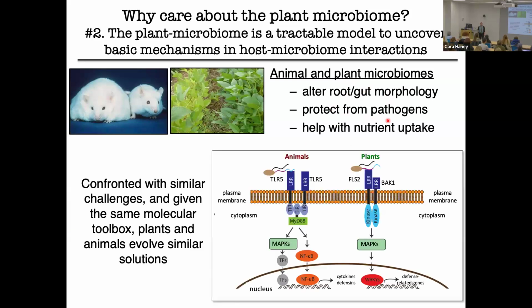On a molecular level, we know that plants and animals confronted with similar challenges evolve functionally similar solutions. A classic example of this is innate immunity. Confronted with the challenge of how to distinguish self from non-self, plants and animals have both evolved receptors that detect microbe-associated molecular patterns like bacterial flagellin, and signal through signaling cascades to turn on defense gene expression. These have evolved convergently, but functionally they're quite similar. And so, confronted with the challenge of how to detect a microbiota and then shape it into one that's beneficial, there's every reason to believe that plants and animals have evolved similar solutions to this problem.